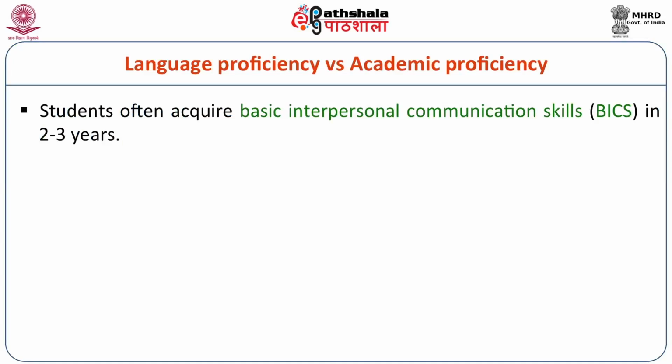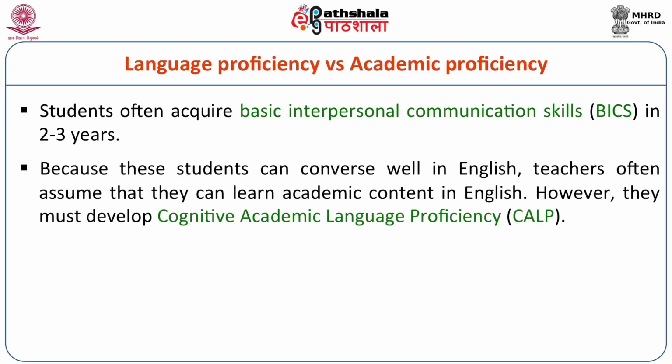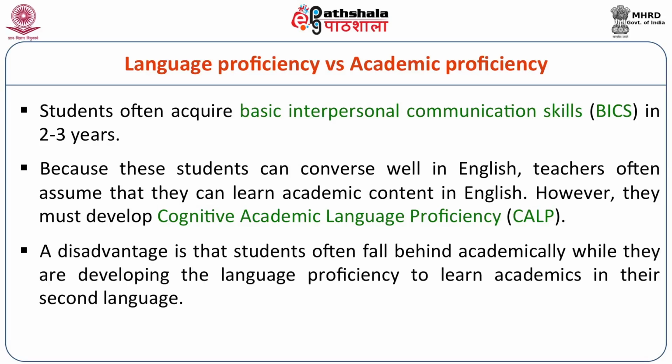Students often acquire basic interpersonal communication skills, known as BICS, in 2-3 years. Because these students can converse well in English, teachers often assume that they can learn academic content in English as well. However, they must develop cognitive academic language proficiency, known as CALP. A disadvantage is that students often fall behind academically while they are developing the language proficiency to learn academics in their second language.